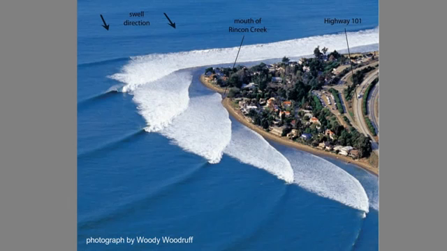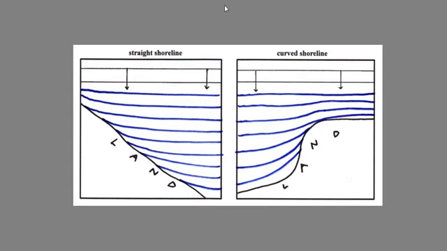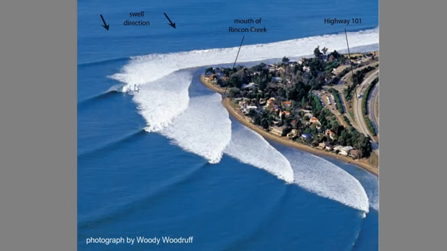By the way, this picture here is a pretty good model. See where the land bulges out like this? That looks a lot like Rincon, doesn't it? So you can see it happens in real life right there.